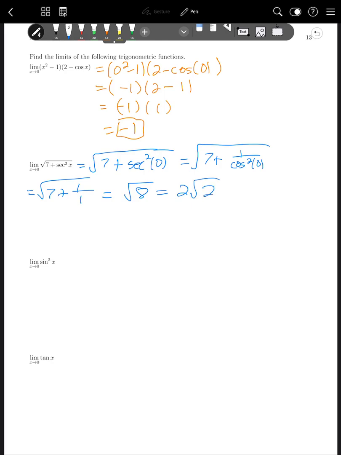So why don't you try the other two real quick, and then pause the video, and then we'll go over them, and then we'll move on to the next thing. Okay, so this one, once again, just plug 0 into the function. The sine of 0 is 0. 0 squared is 0. Last one, just plug in 0 for tangent. Tangent of 0 is 0. So that's it.